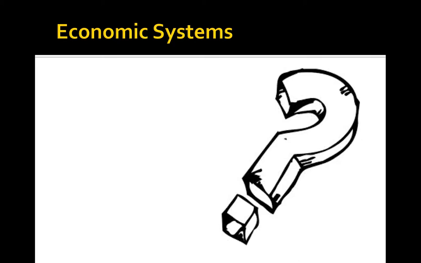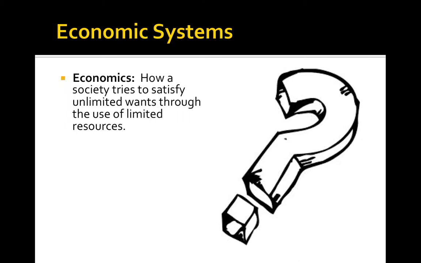Okay, economic systems. Economics is a science which determines how a society tries to satisfy unlimited wants through the use of limited resources. Okay, it is a study of that process.